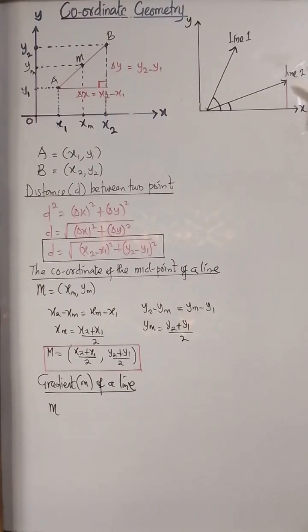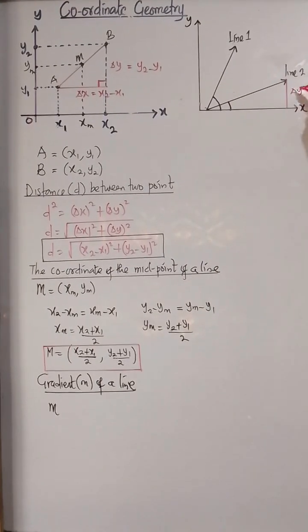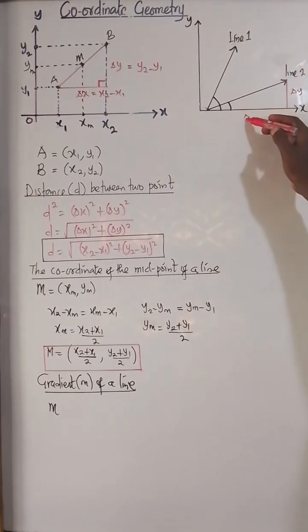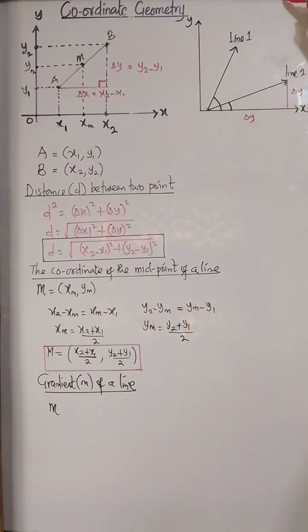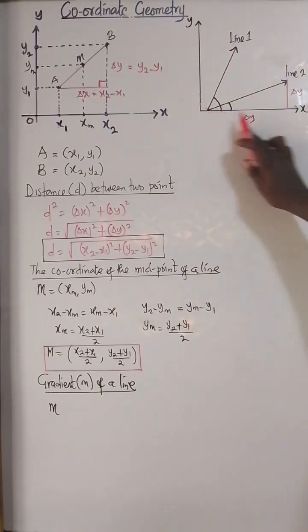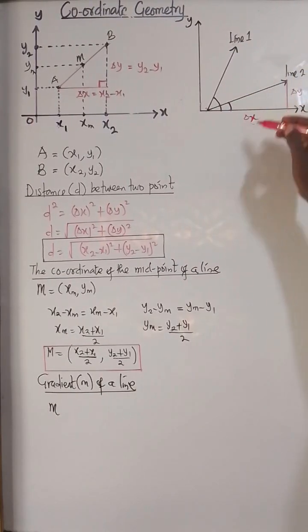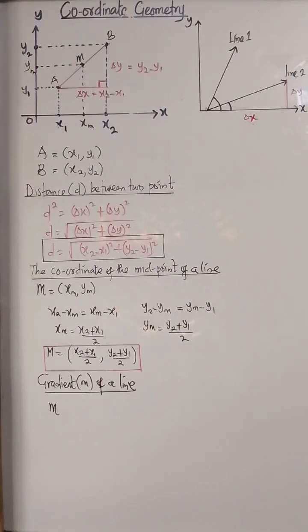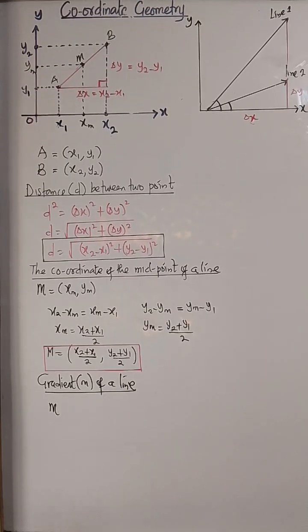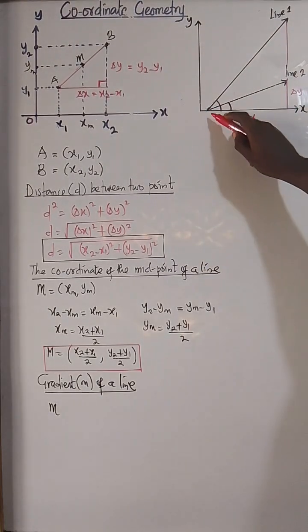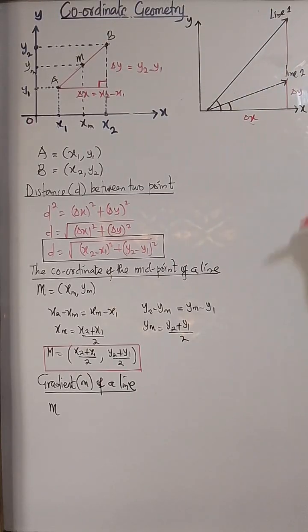For line 2, this is the change in y-axis. From here to here is the change in x-axis. Let's extend this one to a point where they have the same change in x-axis. For this particular line, this is the change in x. For this line, this is the change in x. What happened for line 1? The change in y is longer. It is from here down to here. For line 2, it is just this one.